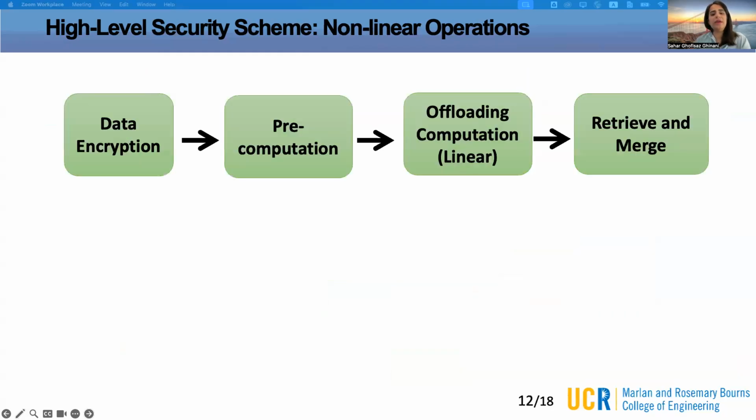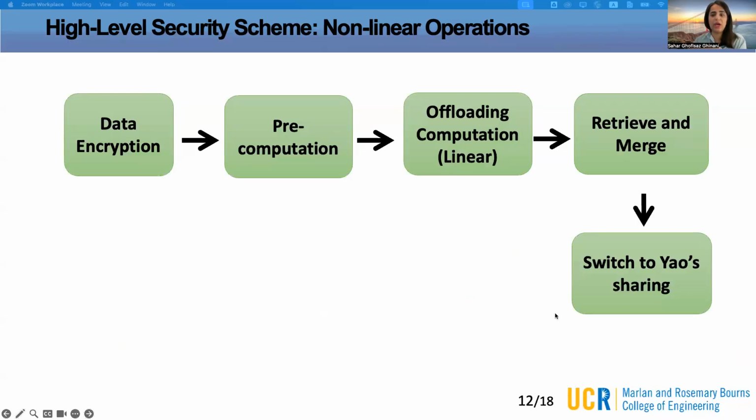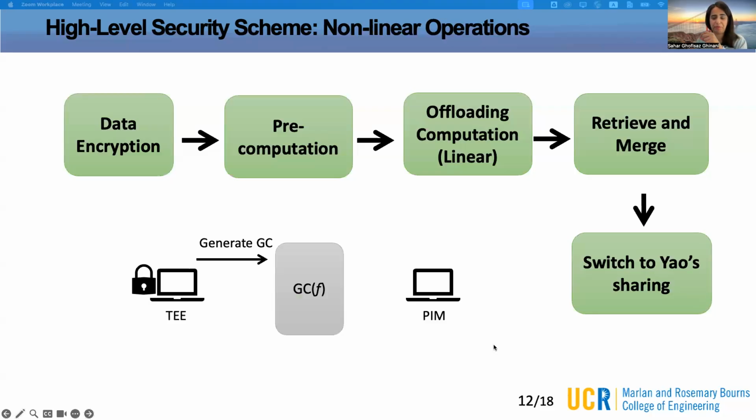Okay, so if we want to perform a nonlinear function, when we are done with the first part of the computation, which was the linear part, we need to switch to Yao's sharing to be able to offload the nonlinear computation to the PIM. In this case, the garbled circuit for the specific function, for example sigmoid, needs to be generated on the TEE and be shared with the PIM.